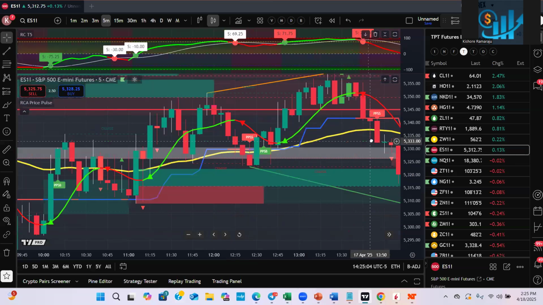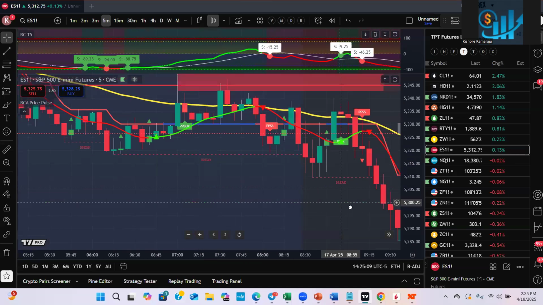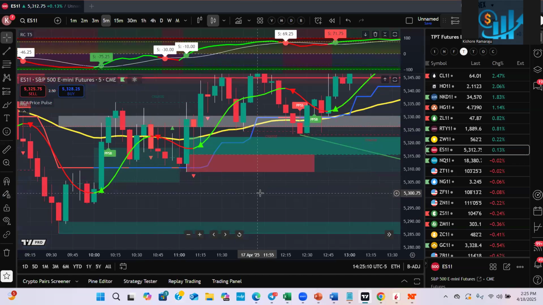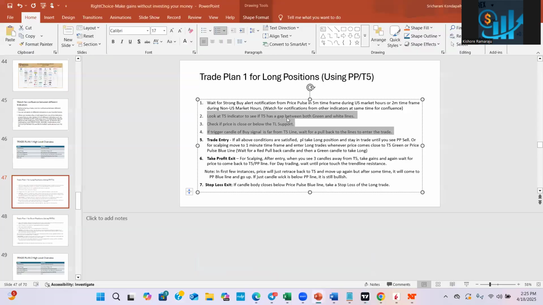So now you can go and check any chart. You can go 1 month before, 6 months before, 1 year before, and you can do a dry run. Okay, if I follow these conditions, do I make money or not? All we are doing is just following these three rules. Whenever you get a strong buy notification, you are checking if the T5 indicator is green and also if there is a gap, and checking if price is close to or below the trend line support.